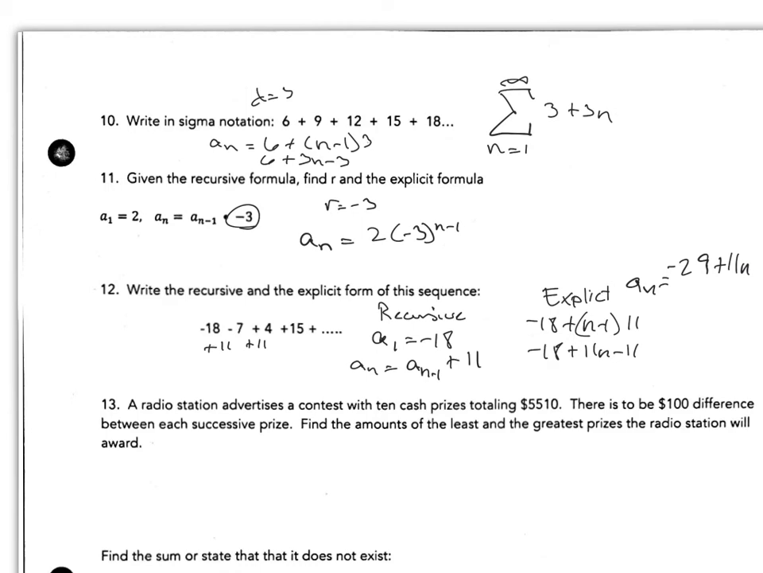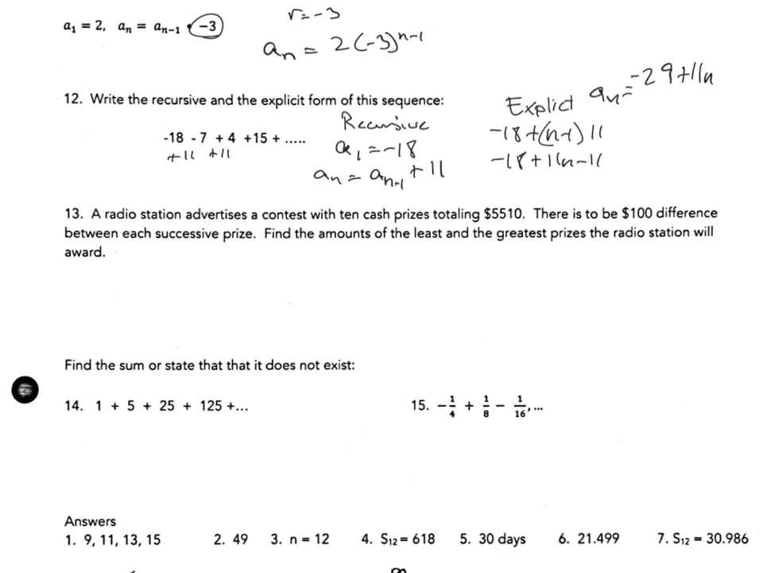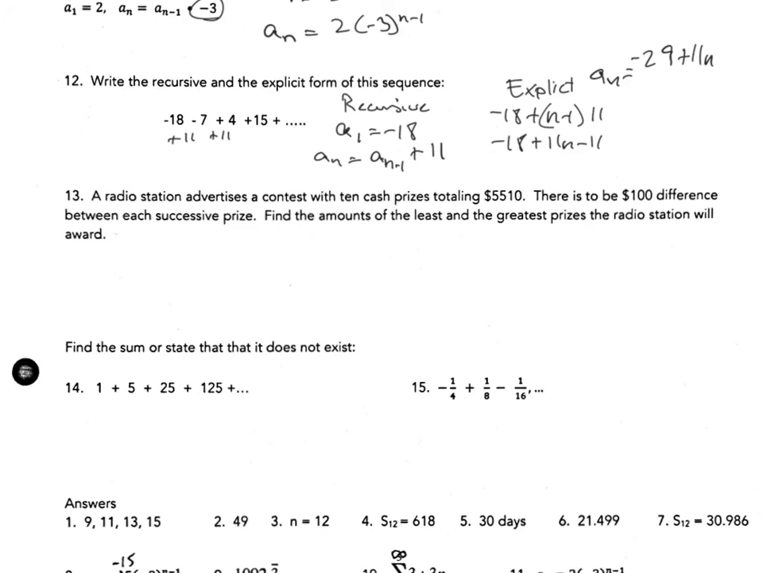Now, honestly, this number 13, there's really nothing like it on the quiz. This problem is a little bit strange. You have to kind of make some assumptions. Because we're looking at an arithmetic sum, I would use the arithmetic sum formula. So the answer, 5510, is equal to n over 2. We know there's 10 prizes, 10 over 2. And then we have two numbers we have no idea about. So this, of course, is a 5.